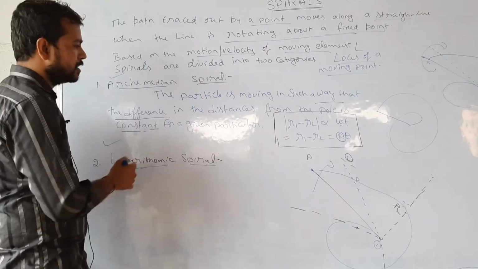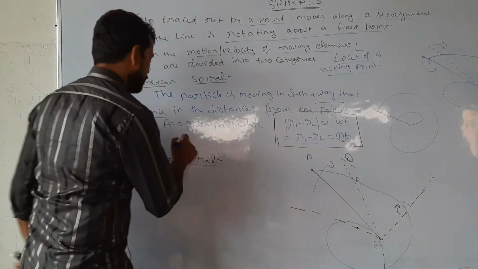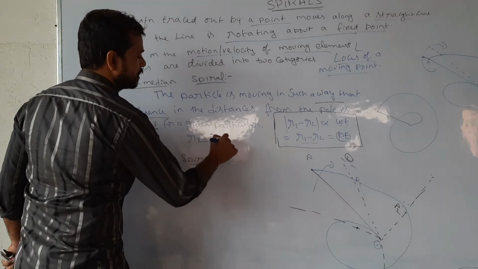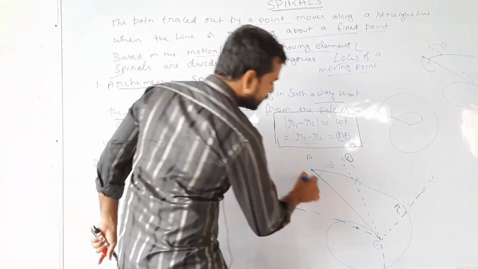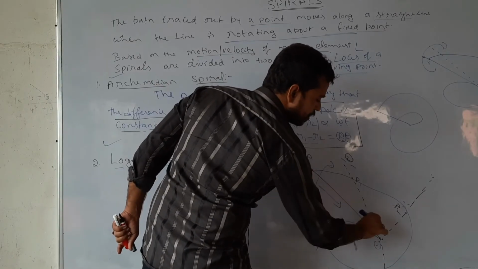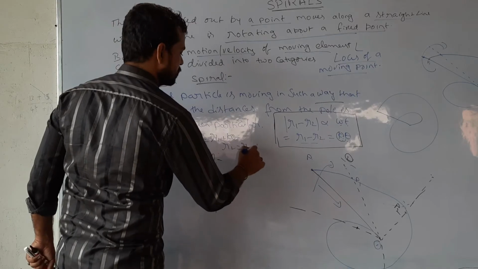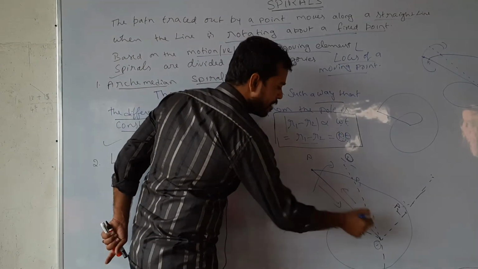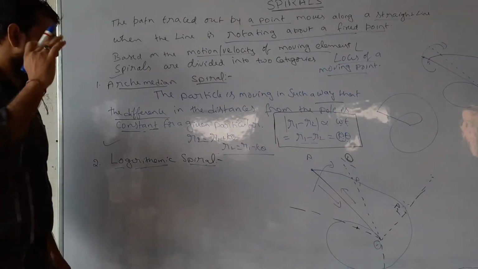In Archimedean spiral, what he is saying is R1 minus R2 is equal to K theta. If R2 is equal to R1 plus K theta, what will happen? The point is moving towards the fixed point. If it is reversed, then what will happen? The point will move away from the fixed point. Okay, these are the main criteria you need to remember.